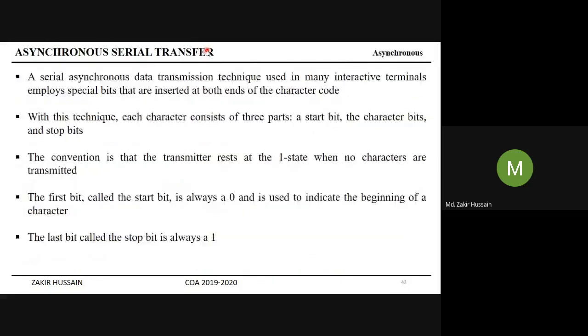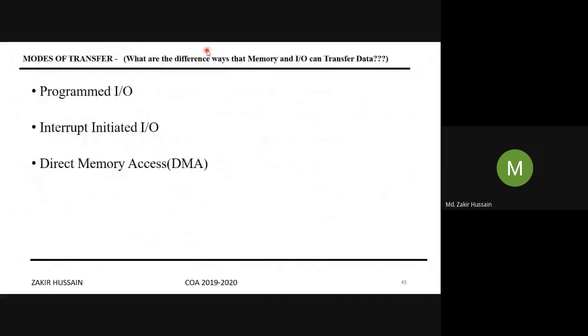Coming to this one here, modes of transfer. This is actually about the different ways that memory and I/O can transfer data. So what are the various ways? That is what the modes of transfer means here. Remember again, memory, you might be knowing at this stage, means our internal system computer memory, that is RAM or ROM, the semiconductor memory, and I/O.